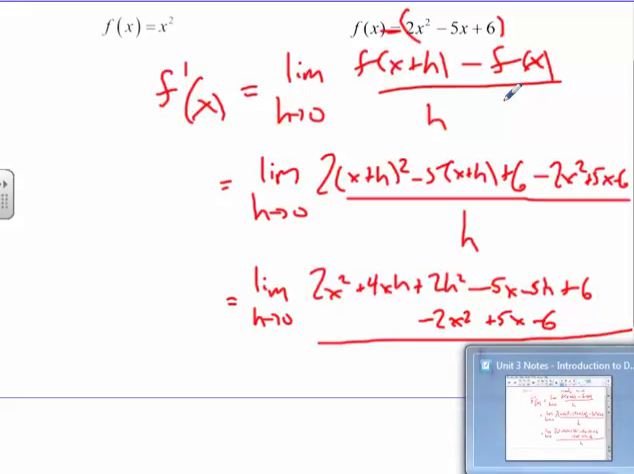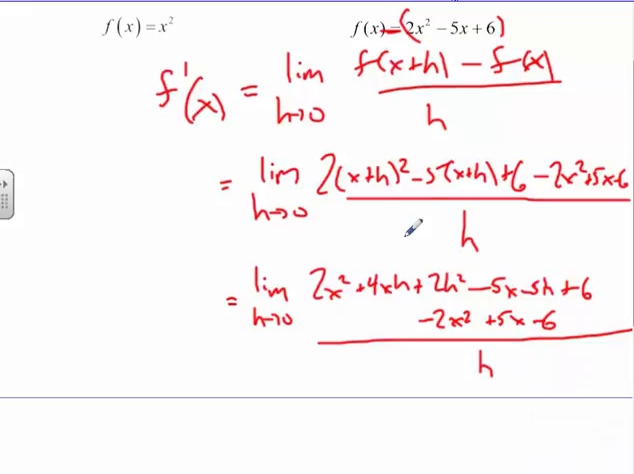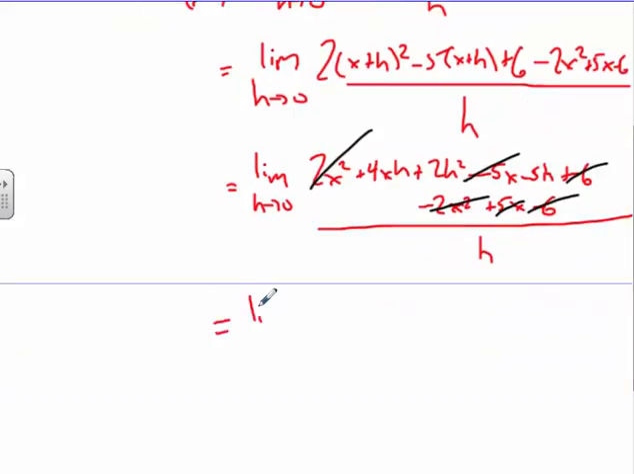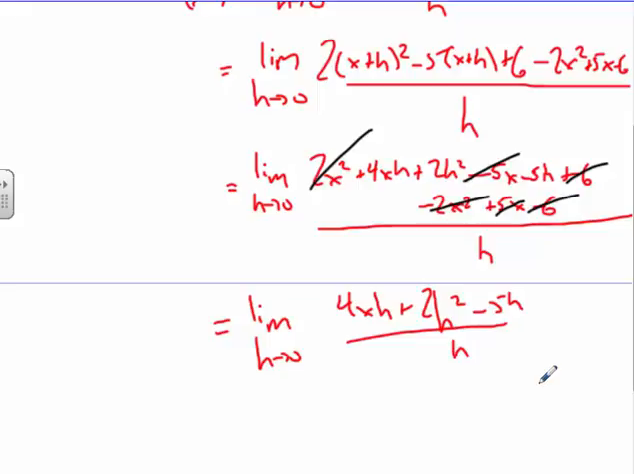But ideally what should happen now is there should be a whole bunch of canceling. Watch this. 2x squared can cancel a minus 2x squared. Minus 5x can cancel a plus 5x. 6 can cancel a minus 6. What we are now left with is the limit as h approaches 0 of 4xh plus 2h squared minus 5h, and it's all over h.